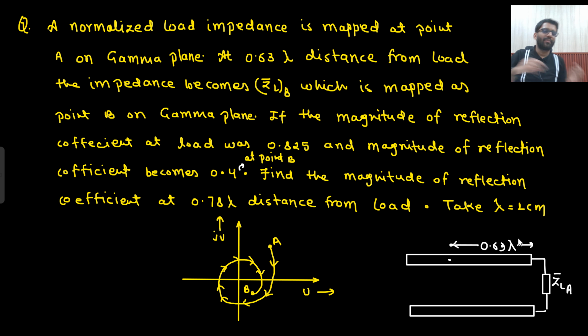Okay, and take lambda equals 1 centimeter. Did you get this question? This is a very straightforward, very easy question. Nothing complex is there. What have they given? They are talking about the mode of gamma y. What is the mode of gamma y?